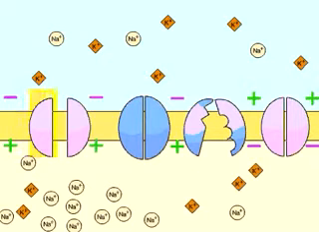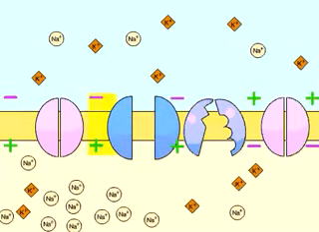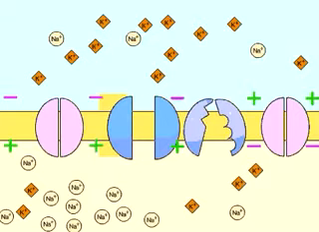Very quickly, the sodium channels close while voltage-gated potassium channels open, allowing potassium ions to rapidly diffuse out. The cell returns to being positive on the outside and negative on the inside, and the potassium channels close.